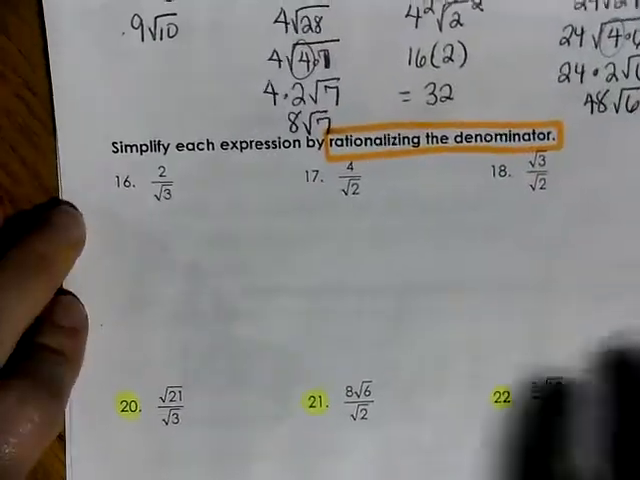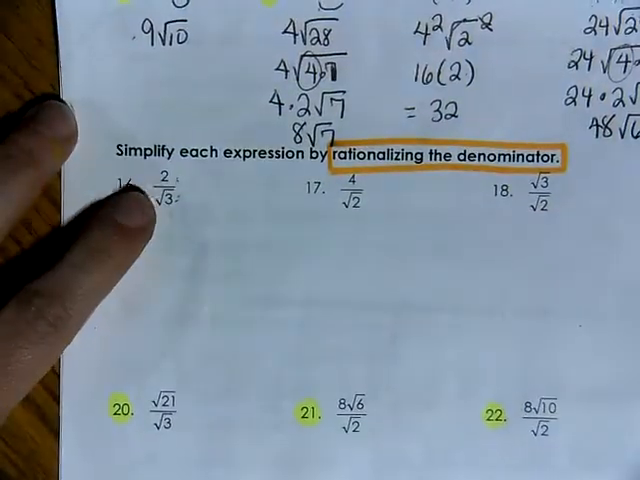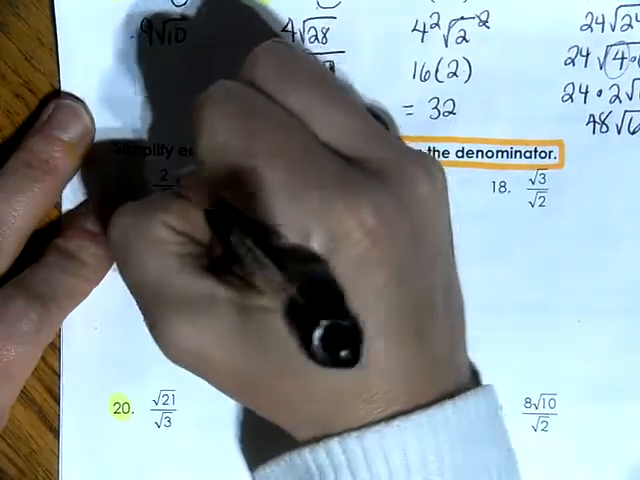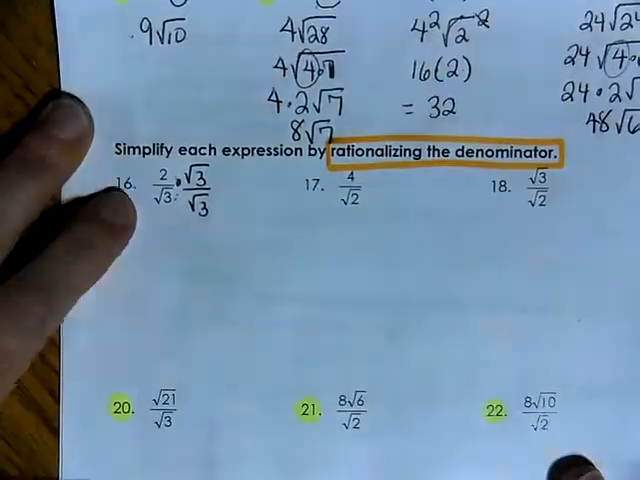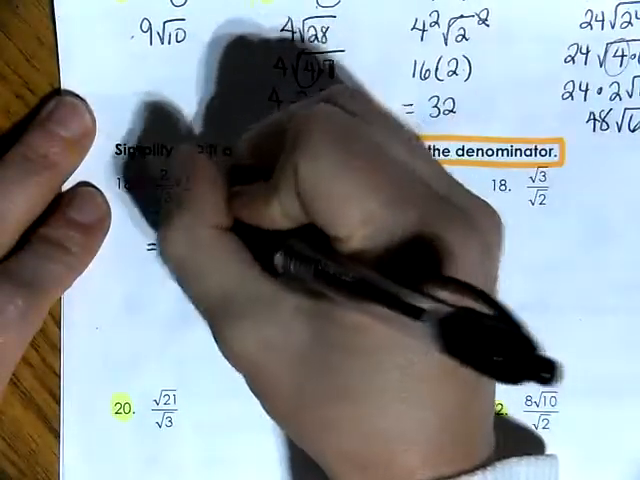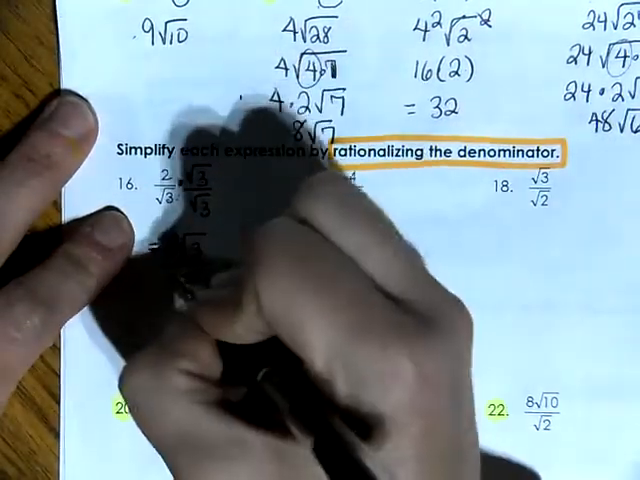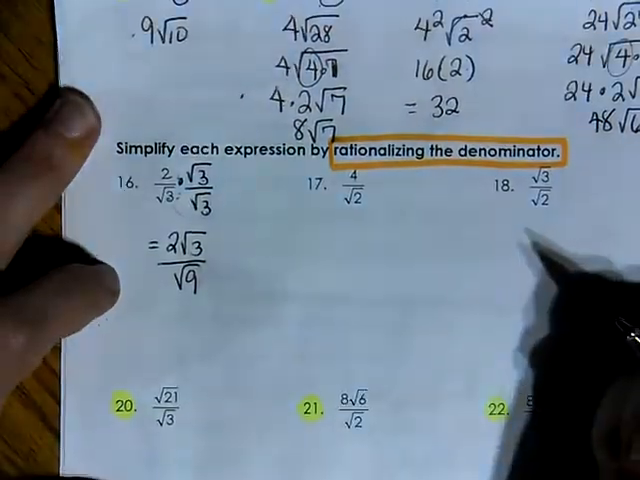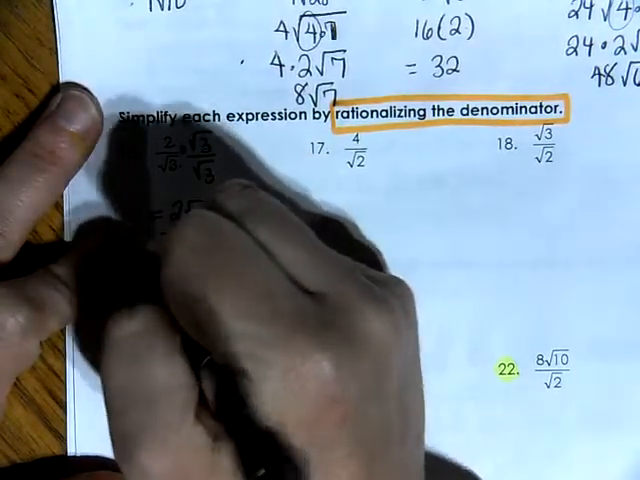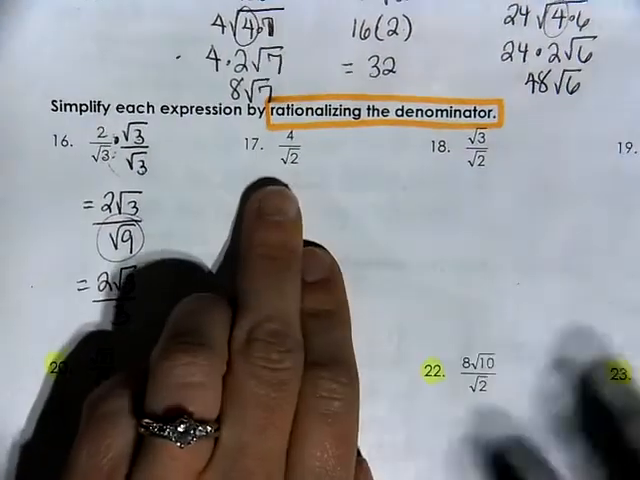Let's go ahead and look at example number 16. Well, I don't have a root in the numerator, so that tells me from the very beginning I'll need to multiply both the numerator and the denominator by the square root of 3. So I'll multiply straight across and I end up with 2 square roots of 3 divided by the square root of 9. The square root of 9 I know is 3, so the answer is 2 square roots of 3 over 3.